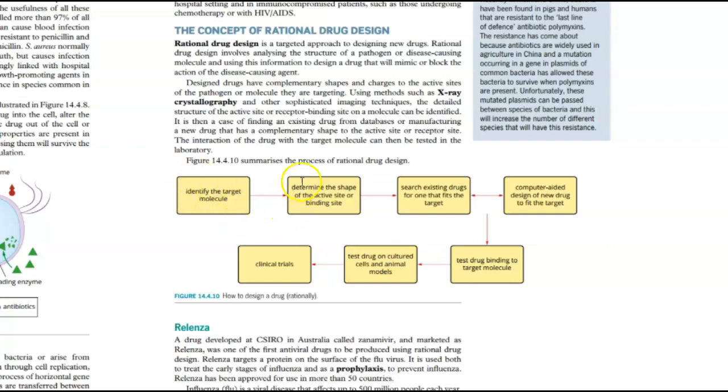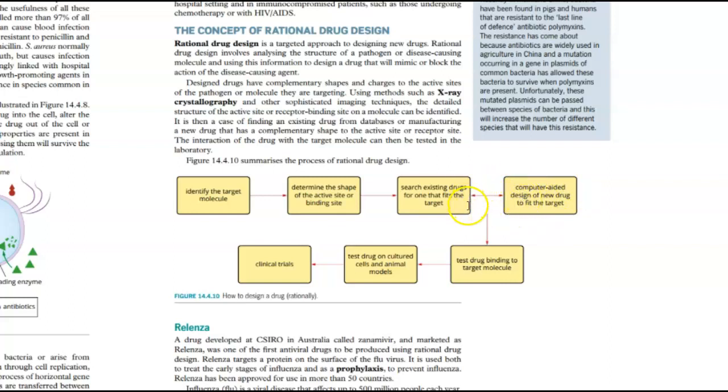So determining the shape of the molecule, having a look at the drugs that already exist. Is there already one that is effective against whatever we are trying to switch on or off? Is there one that already targets that shape? Take or design a new one. That's important. Or design a new one.